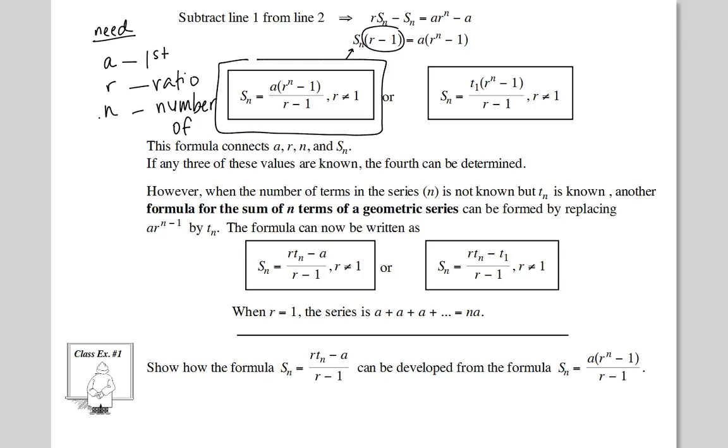What's important here, though, is if any three of these values are known, the fourth can be determined. So they might set you up, like they might tell you the sum, and they say, well, what's the first term? And you'd have to do a little algebra to find it.